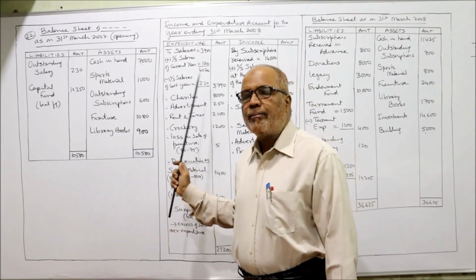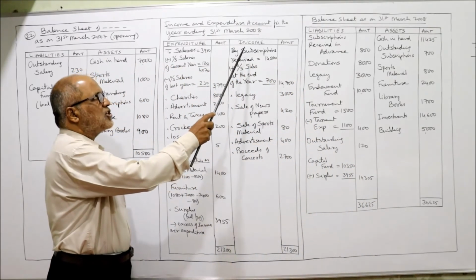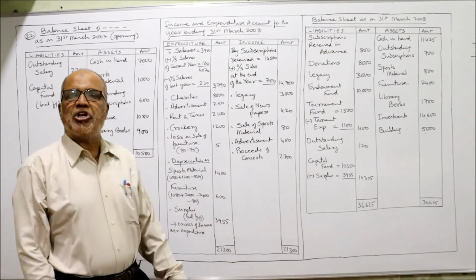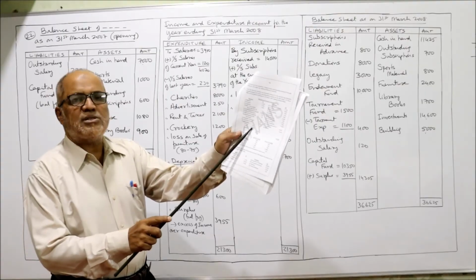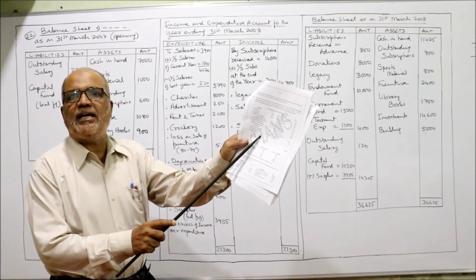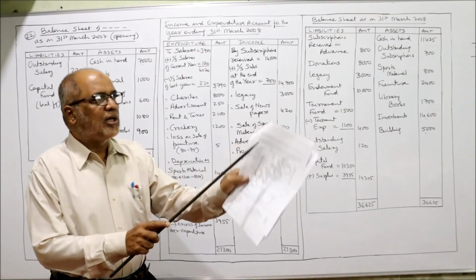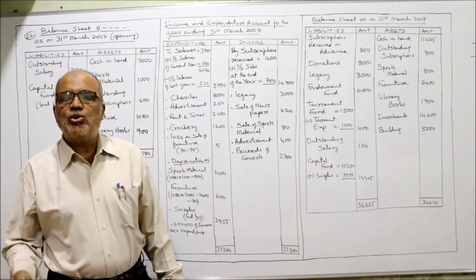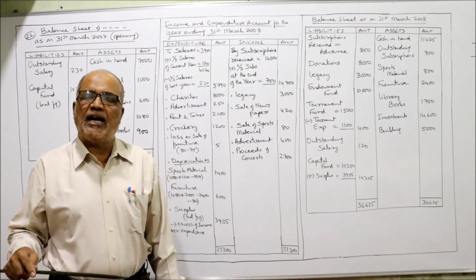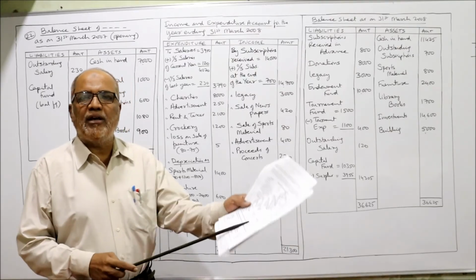That's it. Now I am coming to the income and expenditure account. Income and expenditure account, income side, subscription received for the current year. The current year subscription specifically separately given 14,000. So I have taken 14,000. Current year. To this we add outstanding subscription at the end of the year minus outstanding subscription at the beginning of the year.